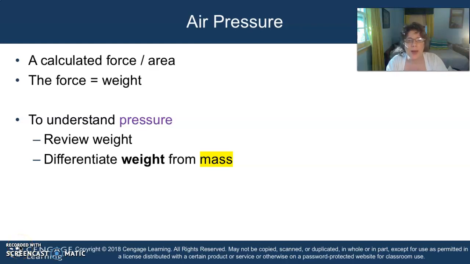Hello. So air pressure is another one of those calculated measures and observations that we use all the time. Air pressure is a calculated force over a specific area. The force that we're talking about is weight. We're going to go over what weight is and how it differs from mass as we go through this segment.